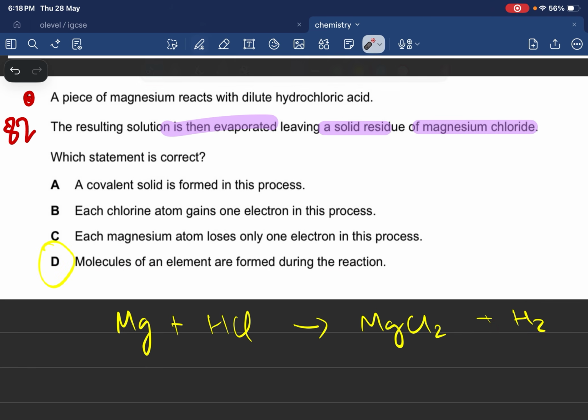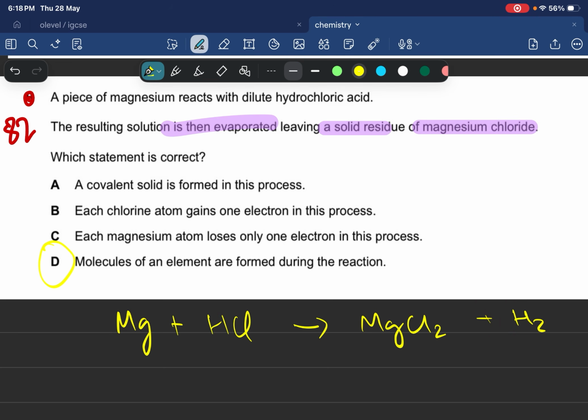That's very tactical, that molecules of an element are formed. Many people would not know that H2 exists as molecules. Why does it exist as molecules? Because look, two hydrogen atoms are covalently bonded. Got it?